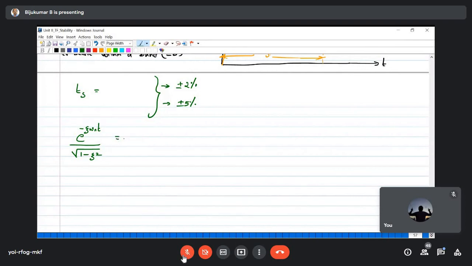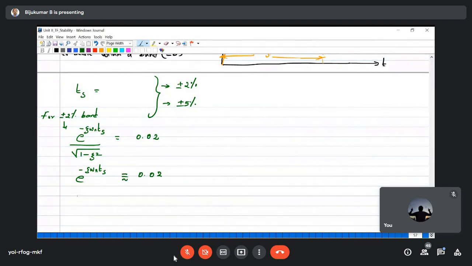This, if you equate to, say, plus or minus 2%, it can be written as 0.02. Clear? For a plus or minus 2% band, you equate this term to 0.02. So this can be written as e power minus zeta omega n t s, which is approximately equal to 0.02. You can write like this.